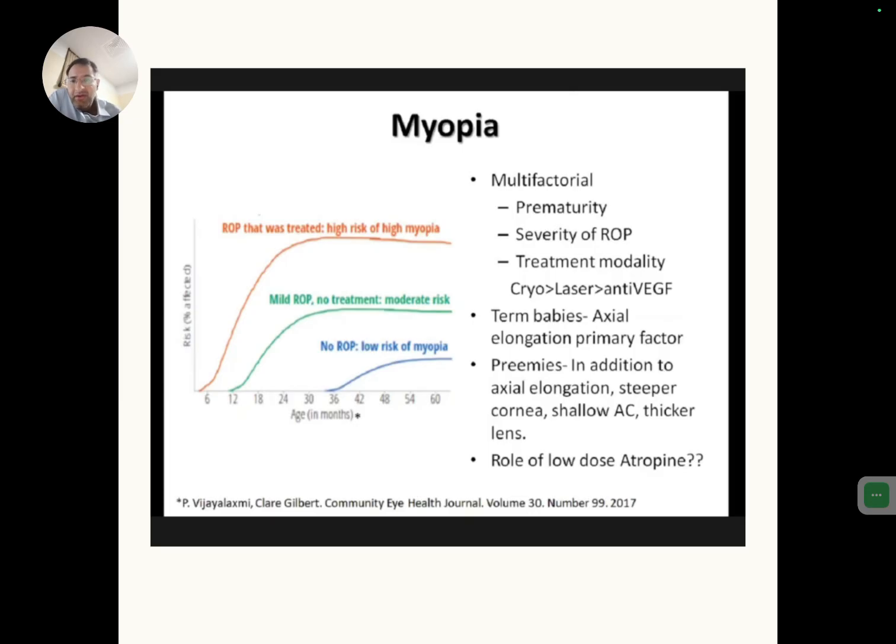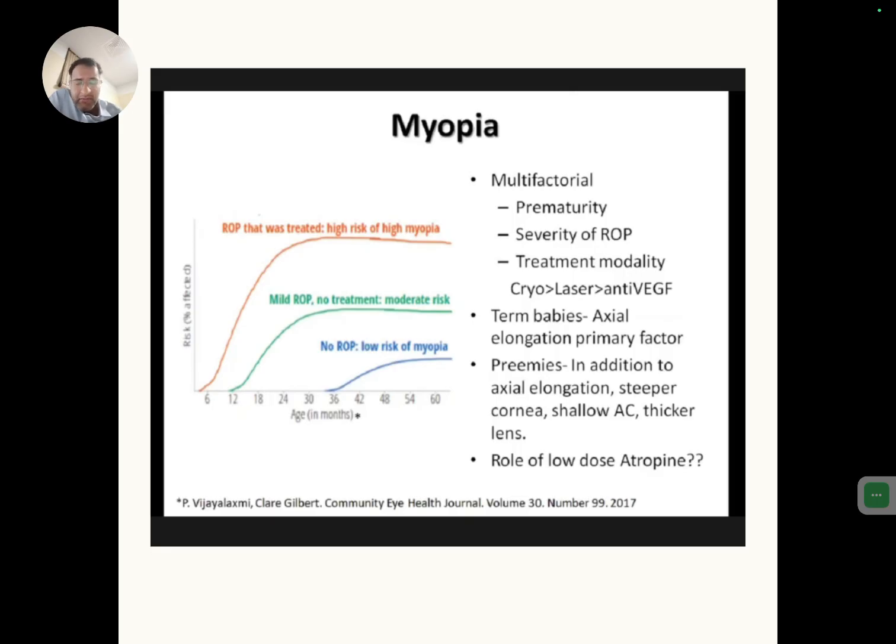But when there is ROP which was treated, there is very high risk of myopia, and this high risk reaches a threshold at 24 months, that is at 2 years. So for ROP which was treated, we should always evaluate at 1 year, 18 months, and 24 months to do objective refraction. So myopia in ROP babies is multifactorial.